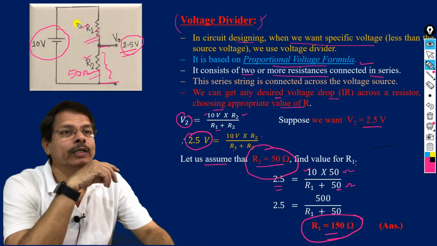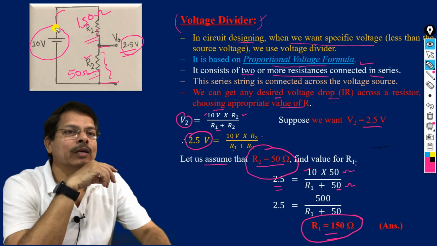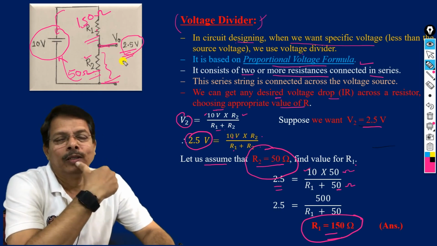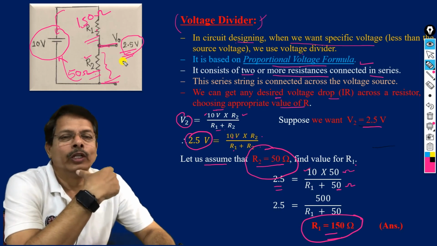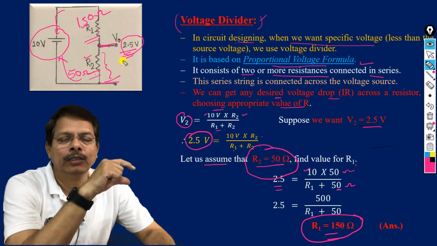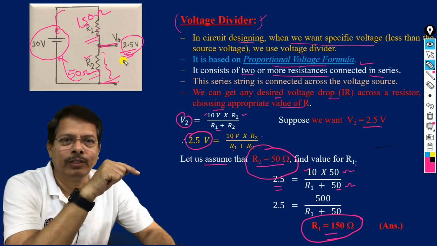So you connect here 150 ohm. You connect this series combination to 10 volt and it is guaranteed that you will get exactly 2.5 volt. So this is the application of the proportional voltage formula, and this is called the voltage divider. This is a very popular circuit used in any circuit to get a desired voltage.